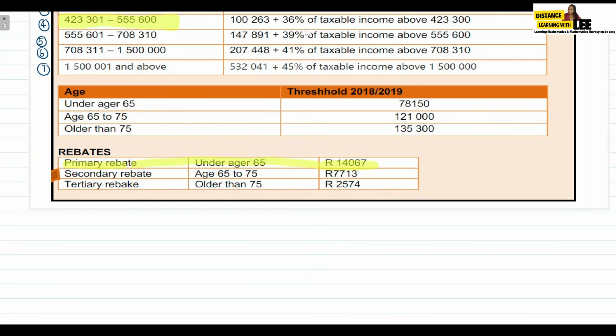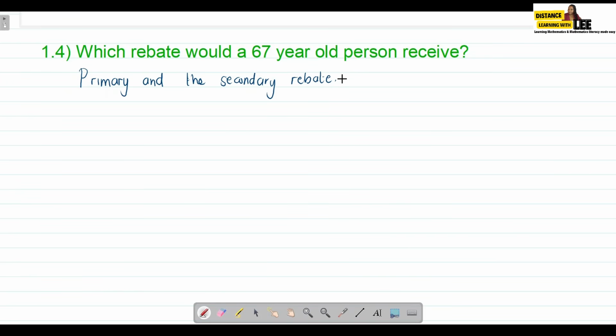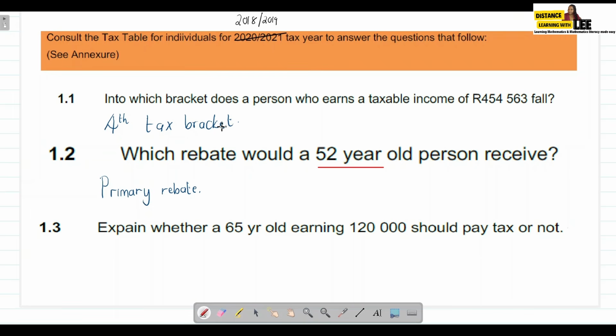Okay, so let's basically answer that quickly. A person that is 65 years old would qualify to get the secondary rebate. Okay, and that is that. Let's look at question 1.3. It says, explain whether a 65-year-old earning 120,000 should pay tax or not.